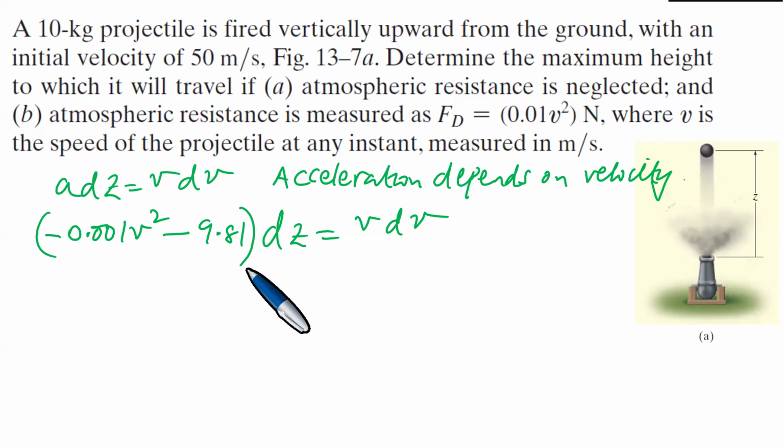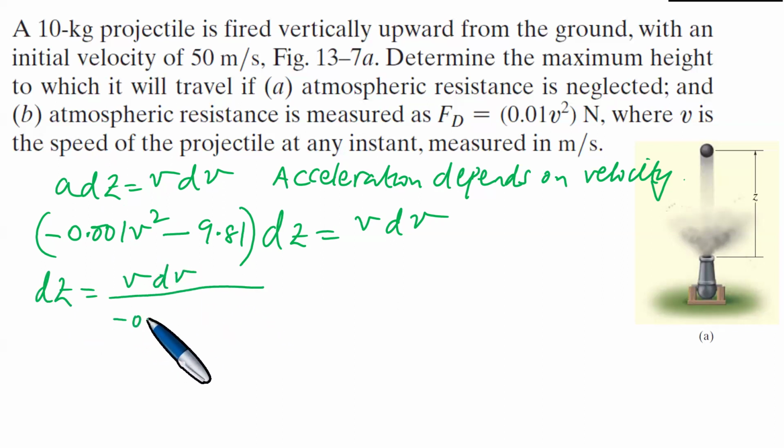So now we actually want to get the maximum height. To get the maximum height, we want to get dz. So we make dz the subject here, so that dz becomes V dv divided by minus 0.001 V squared minus 9.81. We want to get the z, with this equation associated with the drag force, the atmospheric resistance. Then we compute.